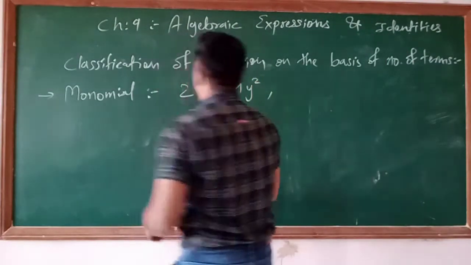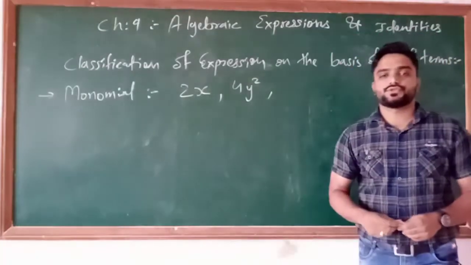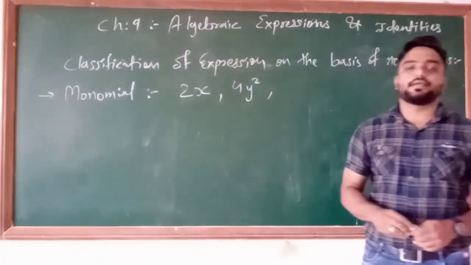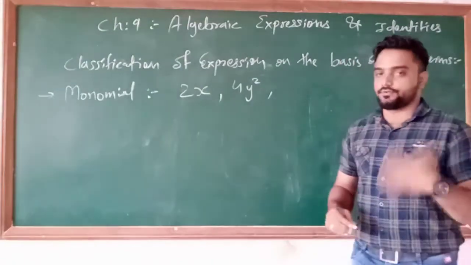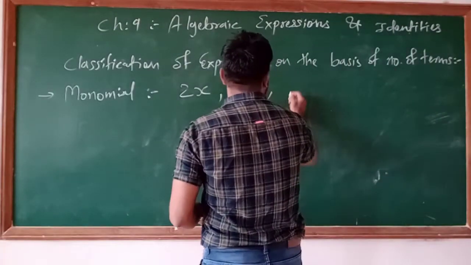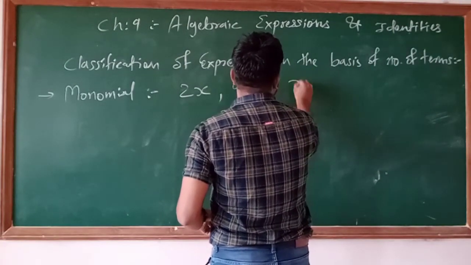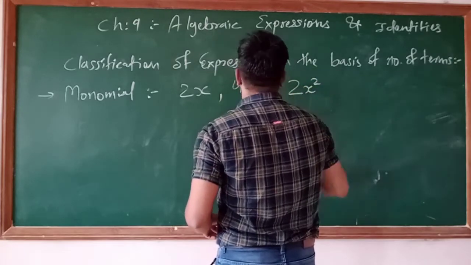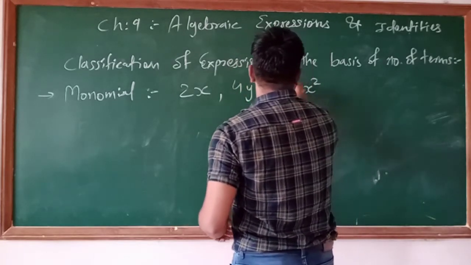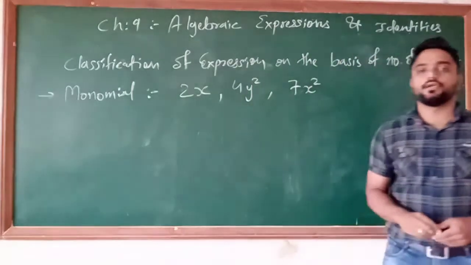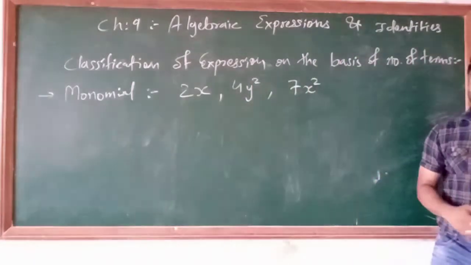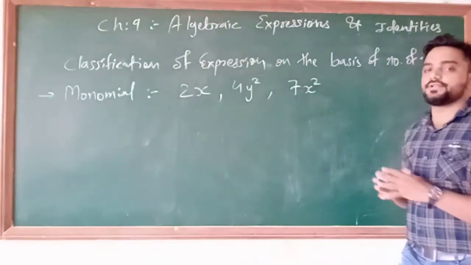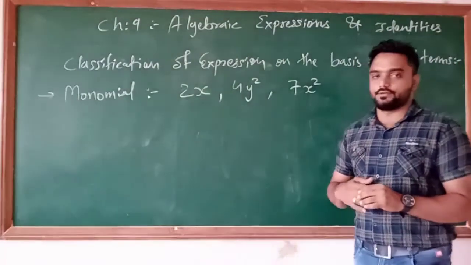Suppose I am writing another, 4y square. So it is also considered as a monomial. Understand or not? I am writing another one, that is 7x square. So here 7x square is also a single term. So that's why it is called what? Monomial. Understand or not?